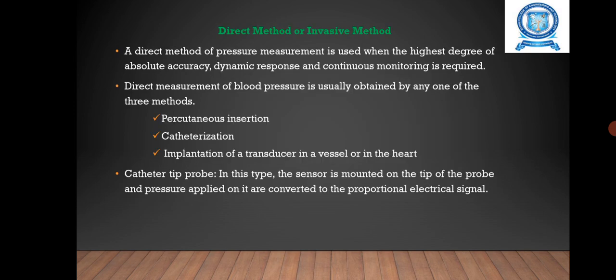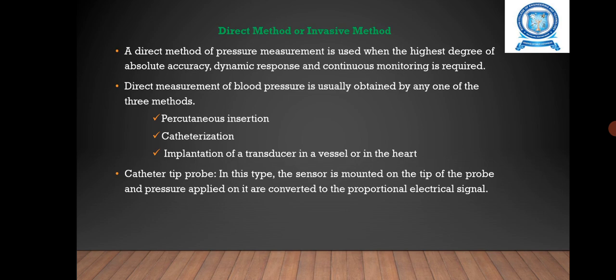The next method is the direct method, or invasive method. It is used when the highest degree of absolute accuracy, dynamic response and continuous monitoring is required. Direct measurement of blood pressure is usually obtained by one of three methods: percutaneous insertion, catheterization, or implantation of a transducer in a vessel or in the heart.